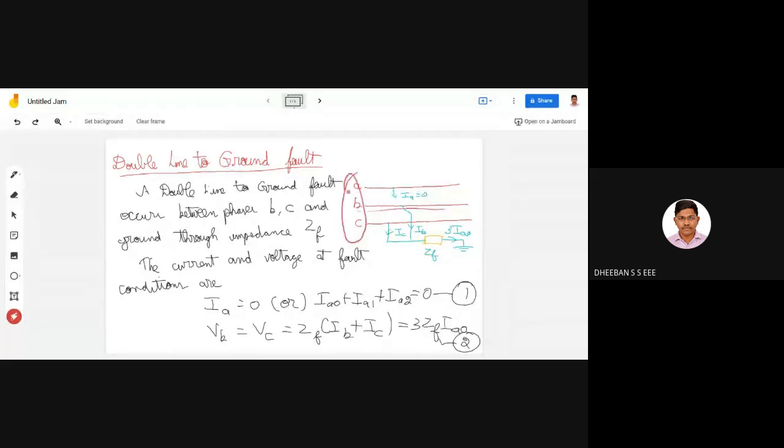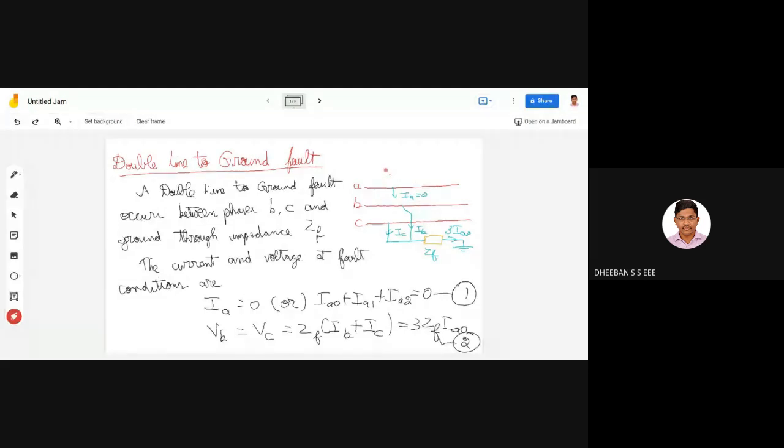Three lines, and over here your fault impedance is ZF, and as the title suggests, the fault occurs between two lines B and C, and it will be connected towards your ground. Whereas in the previous case, in case of a line-to-line fault, it was between only your two lines. Now you have to consider your ground also. Yet there lies your IA to be 0.